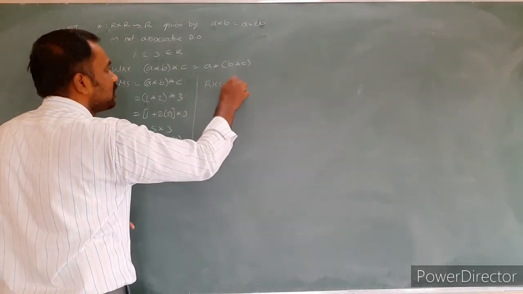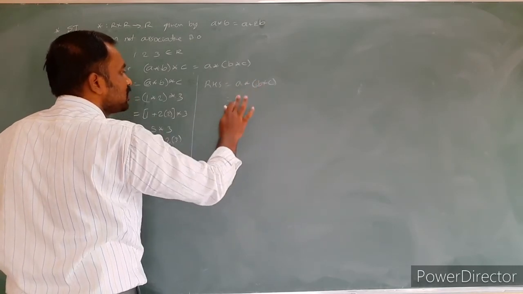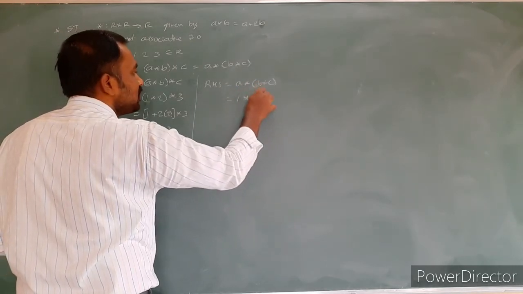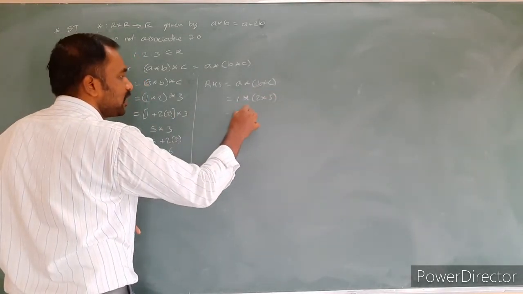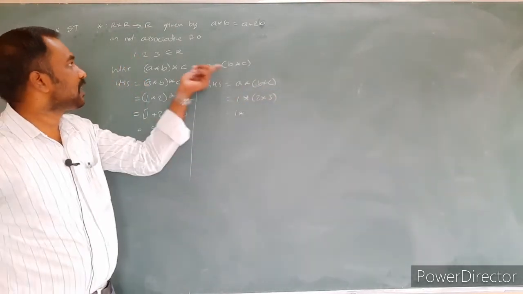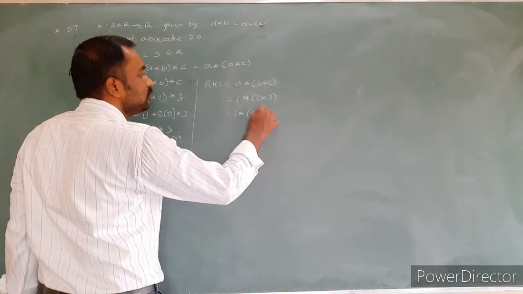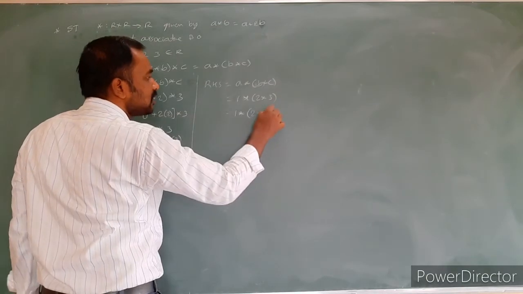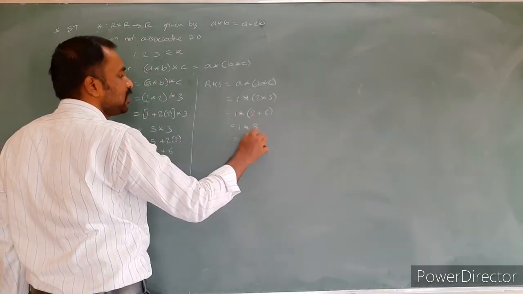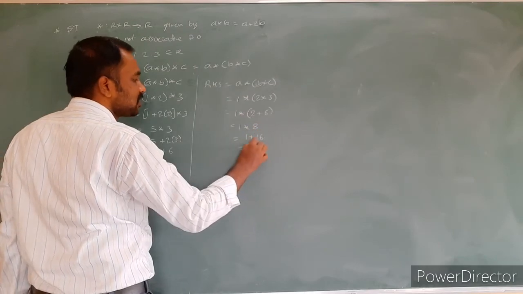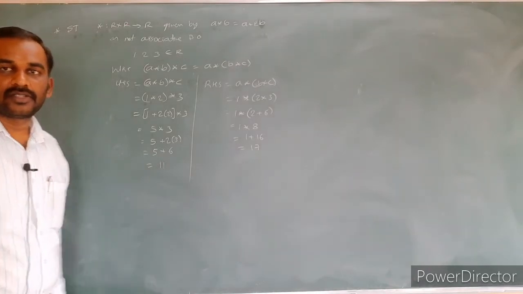Similarly, consider the RHS part. What is the RHS part? A star (B star C). A is nothing but 1, star, (2 star 3). So first keep 1 as it is, and the bracket we need to simplify. A star B: 2 plus 2 into 3 is 8. That means 1 star 8. 1 star 8 is nothing but 1 plus 8 times 2, which is 16. It becomes 17. Can I say that L1 is equal to 17?